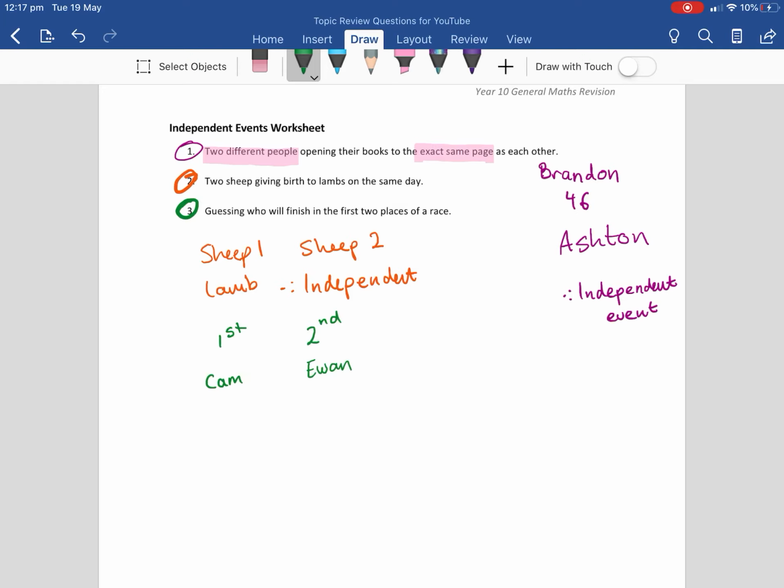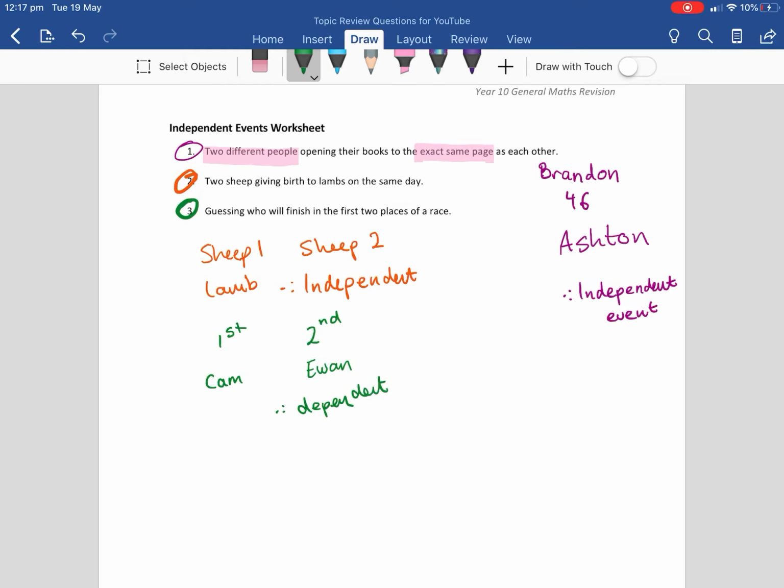Because whoever comes first, that means they're not going to come second next. So it depends who comes first will tell you who's going to come second. So when you're getting a place in a race, it does depend on each other. Because once you get first, that's it. And that will make the second place dependent. So that means this one's dependent.